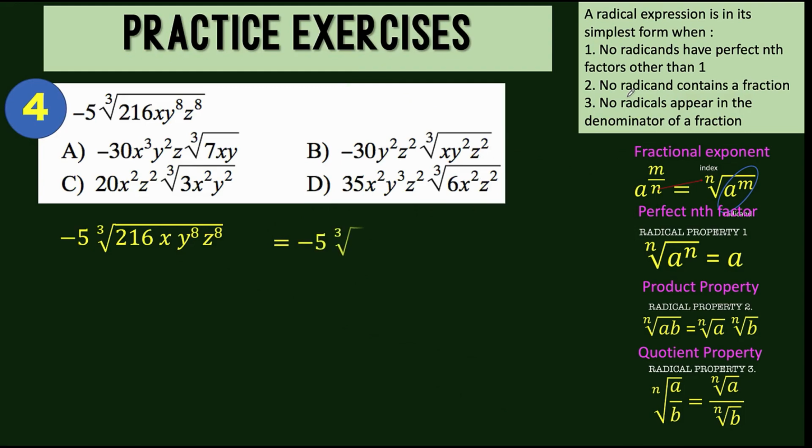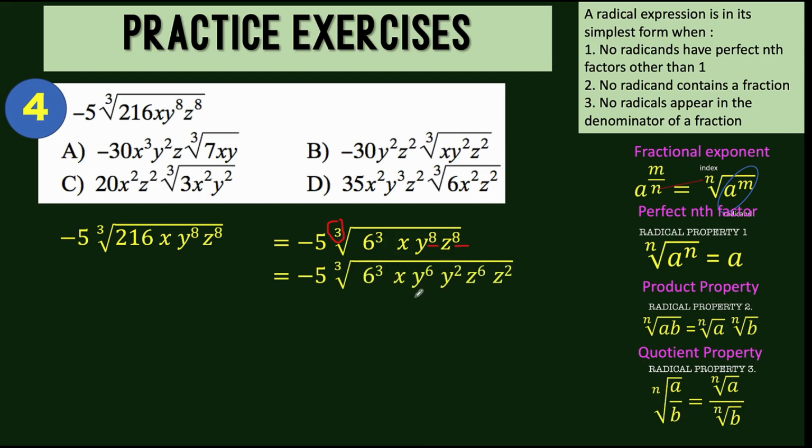So we write this as negative 5 times the cube root of the exponential form of 216, which is 6 cubed, and just copy all the rest. Then take note that the index is 3, so we want this 8 and this 8 to be split in such a way that one of the exponents is divisible by 3. So it would look like this now.